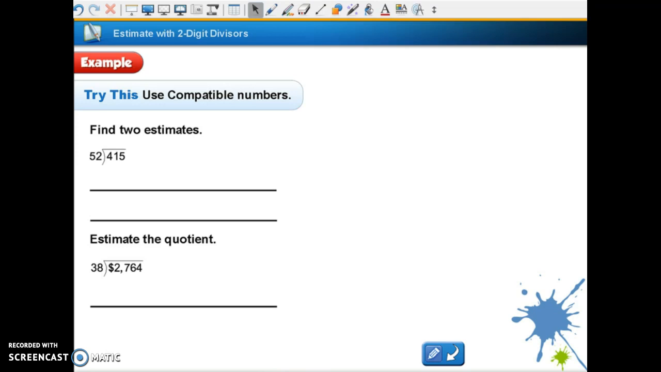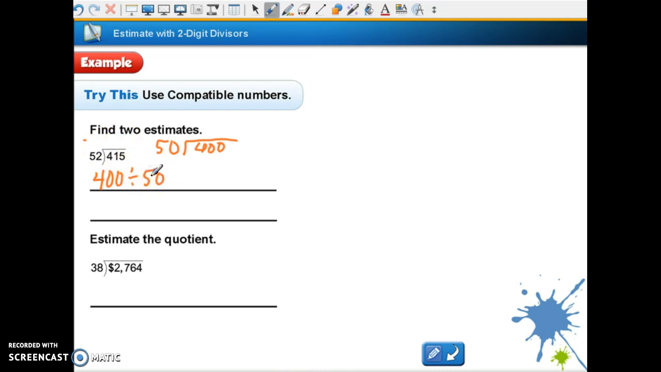It says use compatible numbers. Now, if this were me, I would make 52 be 50. And so I would look at 415 and think, okay, my multiples of 5, what would be the closest? And I would say one would be 400. So 400 divided by 50.